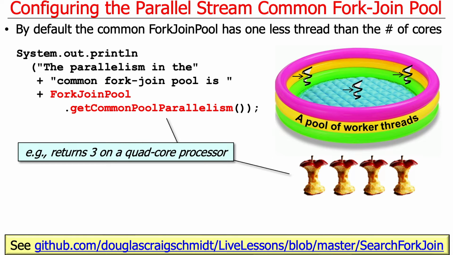By default, you may recall that the common fork join pool has one less thread than the total number of cores that the Java execution environment is aware of. The Java execution environment has a way of querying the number of, quote, processors, which is now taken to mean the number of cores. By default, getCommonPoolParallelism will return one less than the total number of cores. So if we were on a four-core or quad-core processor, then getCommonPoolParallelism would return 3.